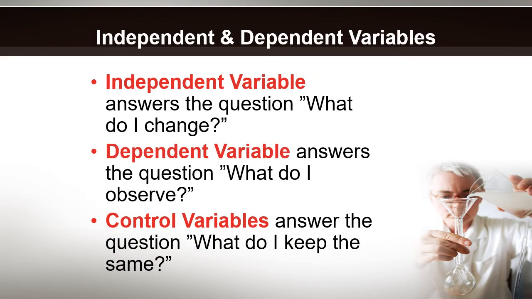If we are going to make an experiment, we have to differentiate between three types of variables. The first type is the independent variable. An independent variable answers the question, what do I change? The second variable is the dependent variable, which answers the question, what do I observe? The third one is control variables, which answer the question, what do I keep the same?